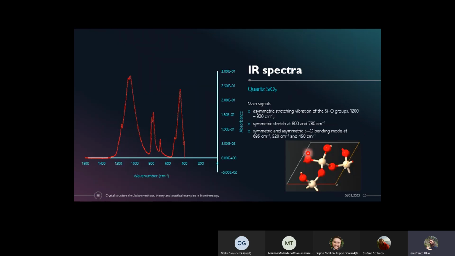The data here was taken from the RRUFF database, which you can find online. You can see the main signals are the asymmetric stretching of the silicon-oxygen groups here between 1200 and 900 reciprocal centimeters. The symmetric stretching in this region here, and the asymmetric silicon-oxygen bending modes in this region here below 600 reciprocal centimeters.